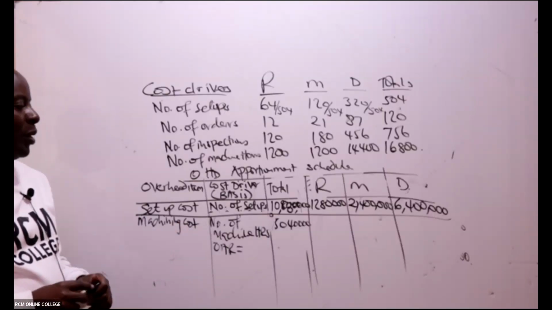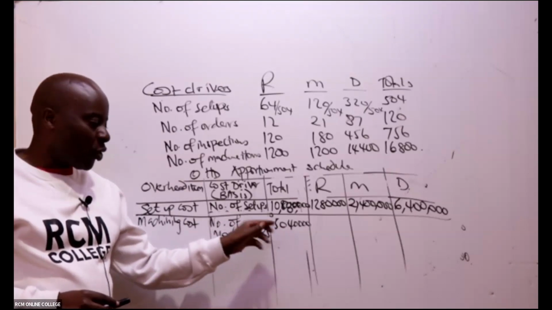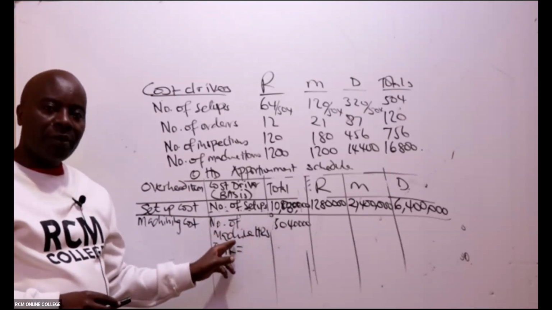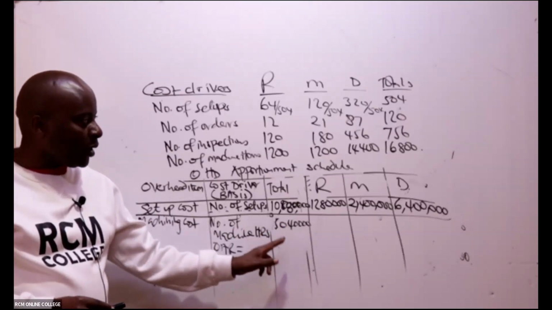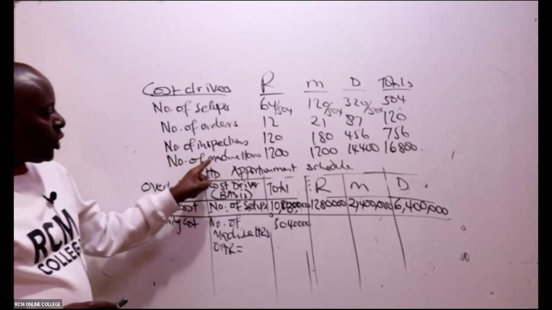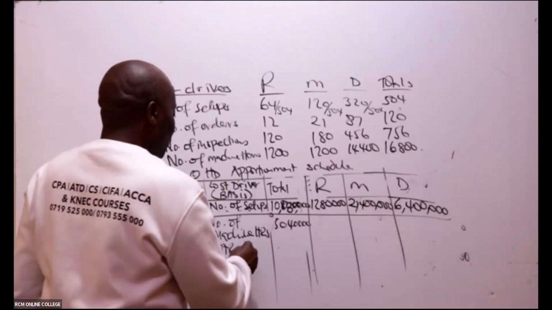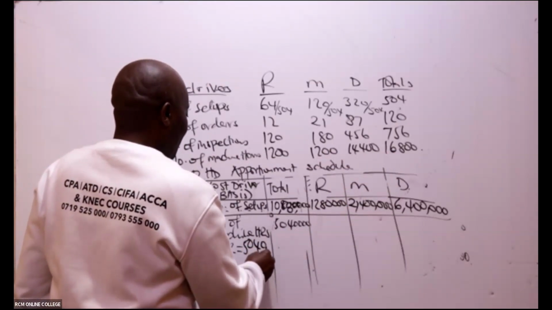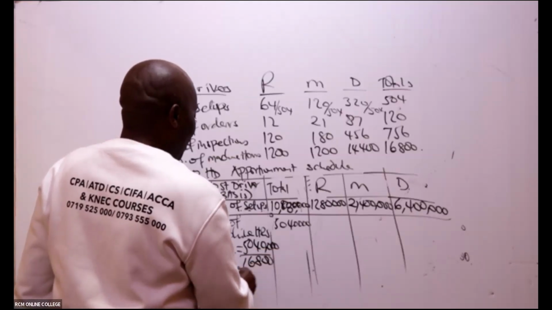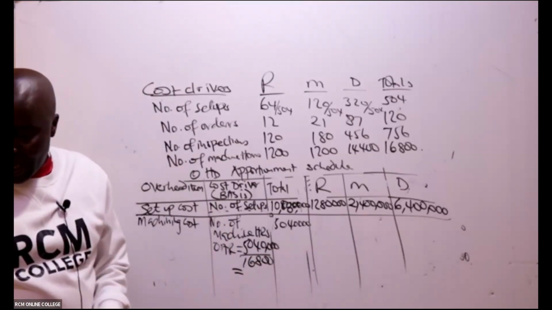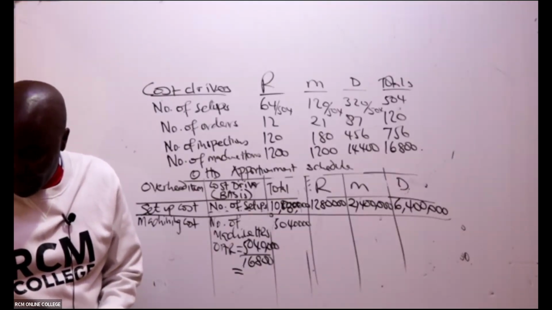So basically, I will take the machine overhead, I divide by the total machine hours because of the cost driver. So I'll take 40,000, I divide by total machine hours, 16,800. So I will come and say 40,000 divided by 16,800. What figure are we able to get here as OAR?